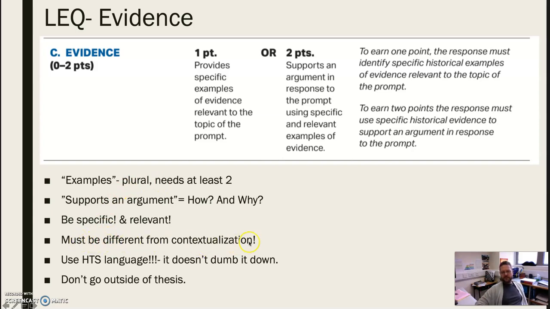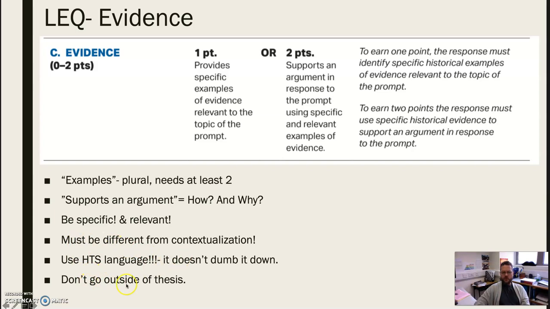It must be different from contextualization. So don't just reword the things that you've already included. And then also use historical thinking skills language, right? If it's cause and effect, this causes this and impacted it this way. If it's compare and contrast, one comparison is this, one difference is this, right? I know it may feel like you're dumbing down your essay, but you're not. You're making it easier for the grader to find out and figure out what you're trying to say.